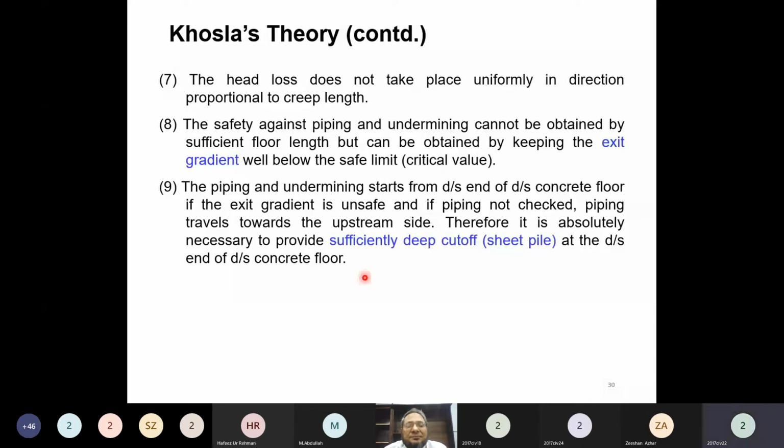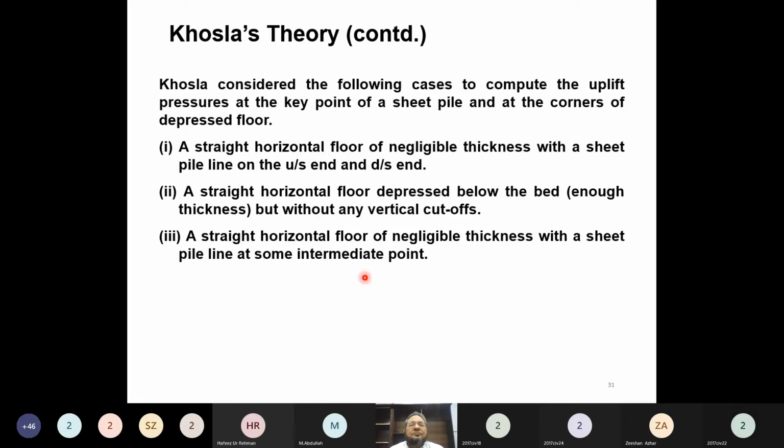क्यों भाई ठीक है? Yes. So these are the 9 main points which we keep in mind, which have been given by Khosla. Yes, sir. जी भाई. Sir, dP over dL वाला concept समझ नहीं आया. Change in pressure with respect to length. So this is the gradient of the pressure.